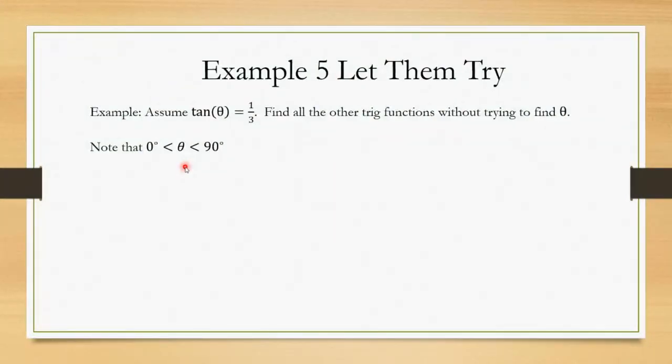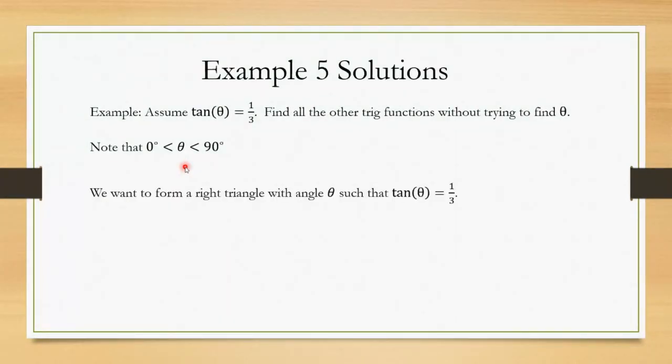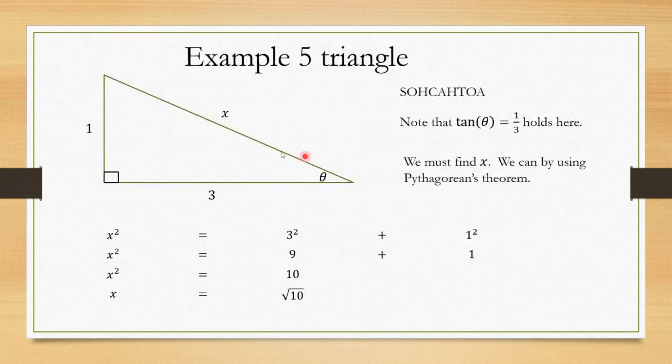What's nice is we don't have to figure out what theta is to get all the other trig functions. What we do have to do, though, is form a right triangle where theta is an angle in it, an angle that's not the 90-degree angle, and we have to label the sides so that this is true. It's almost like if I gave you this triangle, you would see that tangent of theta has to be 1/3. That's the kind of triangle you want to make.